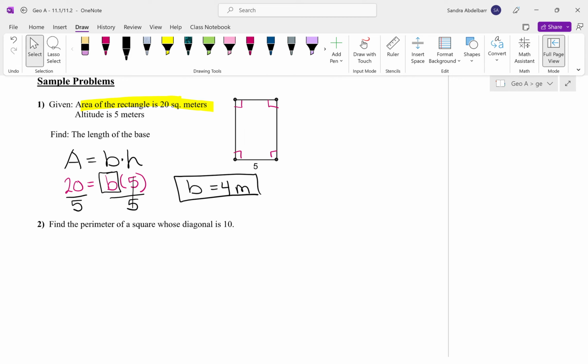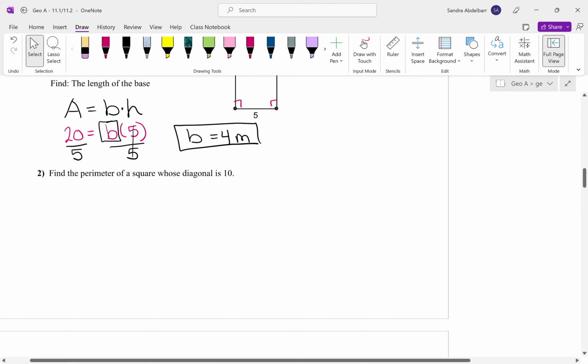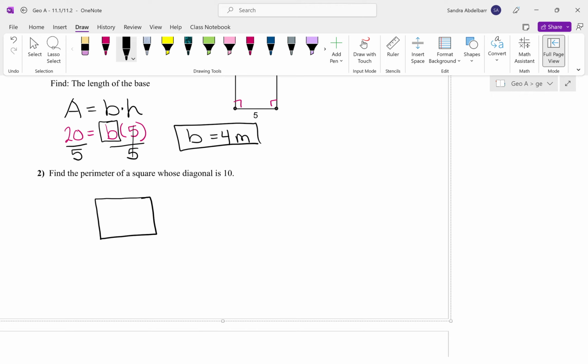All right, number 2, I'm not asking for area, I'm asking find the perimeter of a square whose diagonal is 10. So I'm going to draw my square, and I'm going to label my diagonal as 10. All right, I need to remember some properties of a square. Who remembers? What do we know about all the angles in a square? They are all not only congruent, they are right angles. And what do the diagonals do to the angles? They bisect them. So the 90 gets split into 45 and 45.